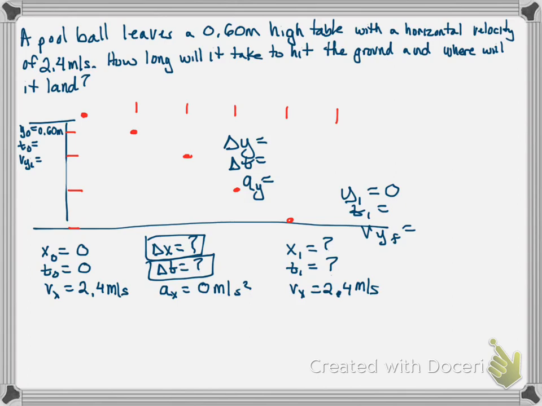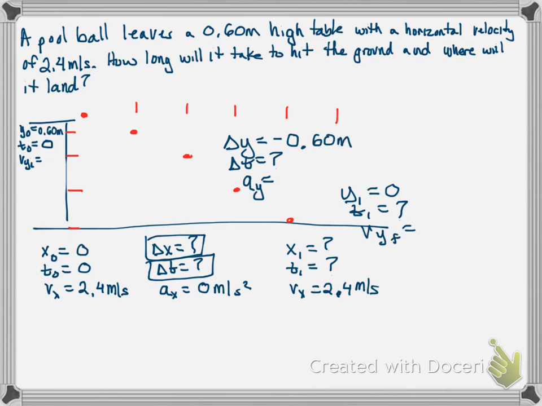So y0 is 0.6 meters because I chose the origin as the base of the table, so it starts off 0.6 meters above the table. y1 is 0. Technically, it's ever so slightly above 0 meters, but it's so close that we can just treat that as 0. Again, we don't consider after it hits the ground, but the split second before it touches the ground. T0 is 0, don't know the final time.